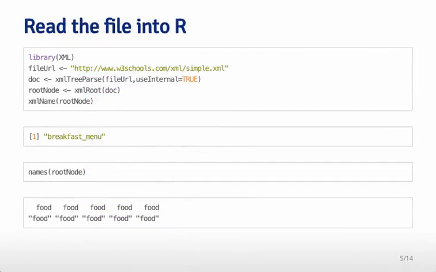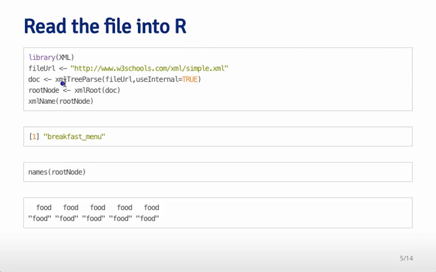You can read the file into R, and you can do this with the XML package. We're loading the XML package, all caps XML, and then you give it a URL. In this case, we're going to give it the URL of the previous XML file we were looking at on that previous screen.